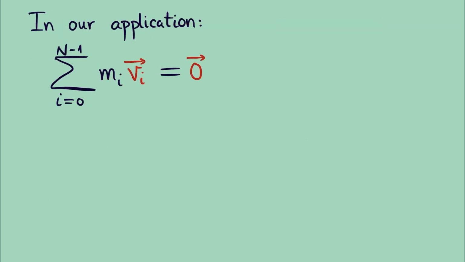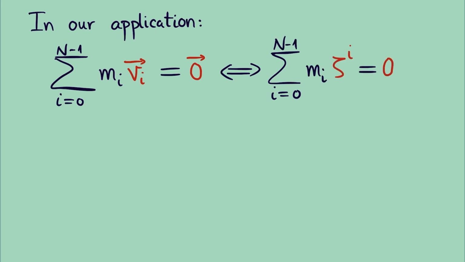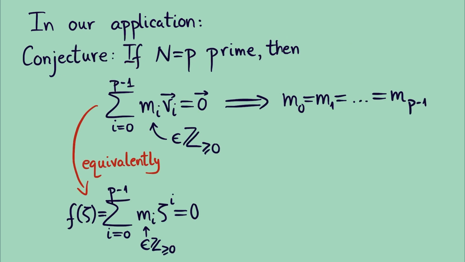The way roots of unity are going to help us is by turning our problem about sums of vectors into a problem about polynomials. Since each vertex is represented by a power of zeta, we can write our balance condition using a polynomial in zeta. So we are trying to prove that if zeta is the zero of a polynomial with integer coefficients, then all coefficients must be equal.